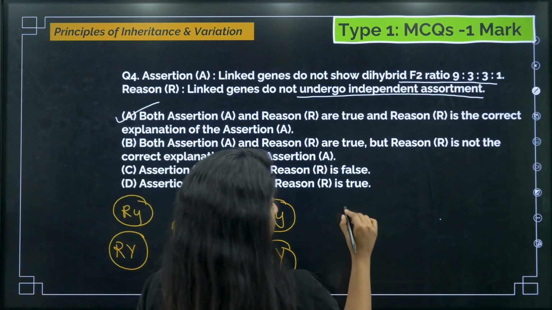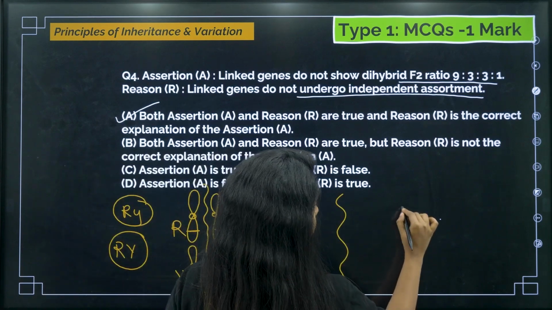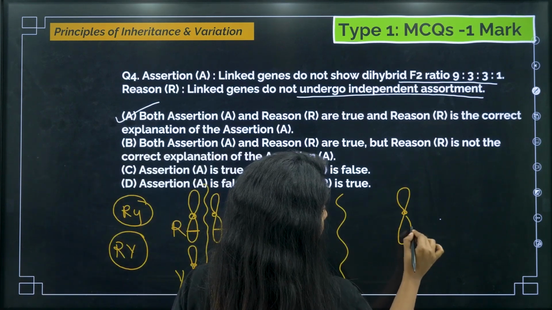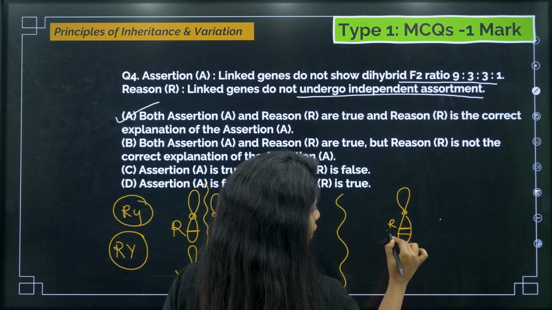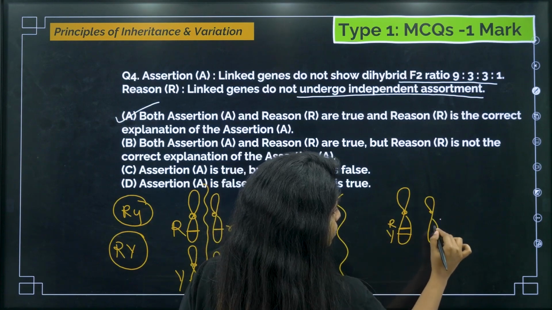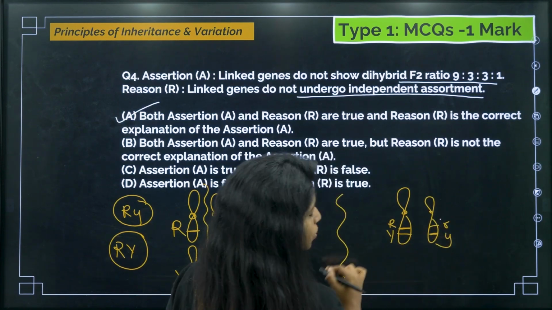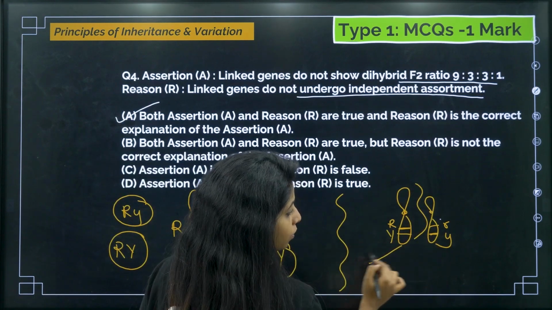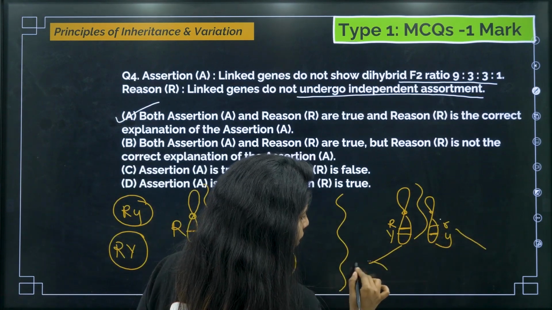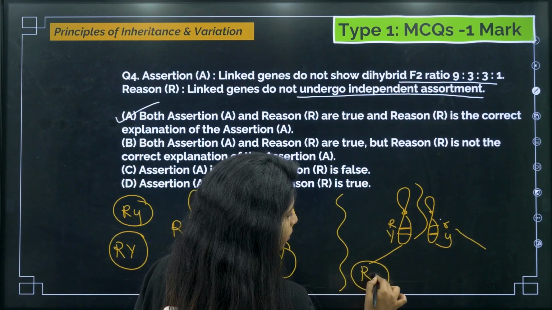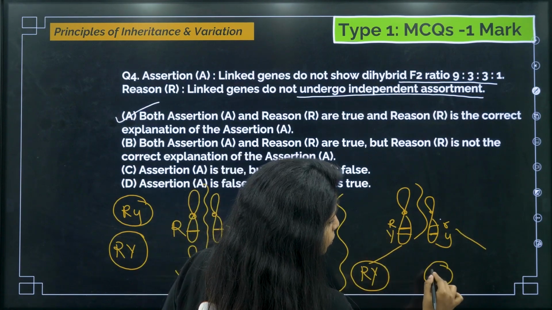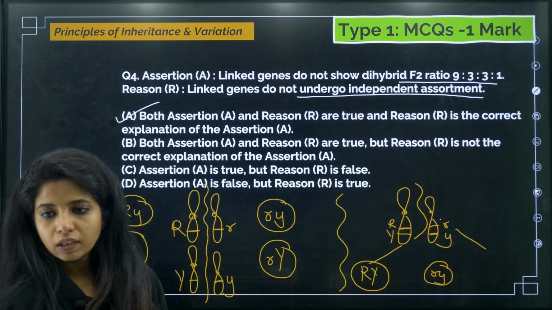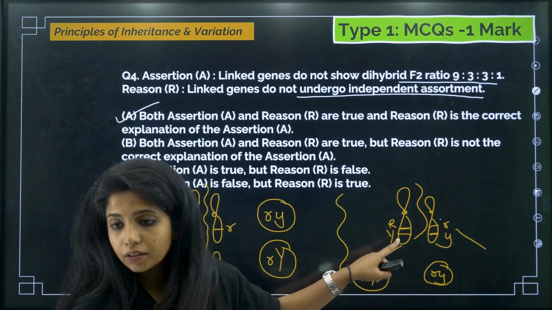But in this case, when I am saying it is slightly linked, it can be linked like this, where capital R is over here and capital Y is over here. Small r is over here and small y is over here. So obviously when the gametes are formed, from one can go, from here also one can go. Whatever gametes will be forming, it will be capital R, capital Y, and small r, small y. Every time, because this is linked, they are closely linked.